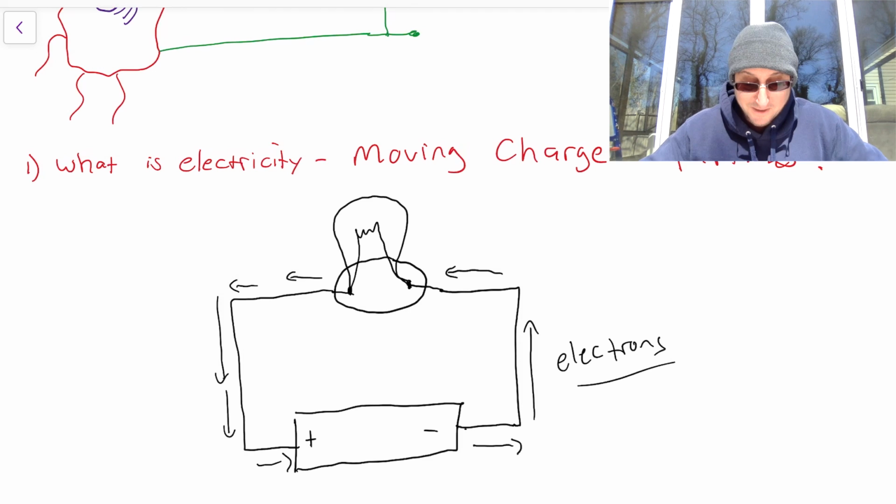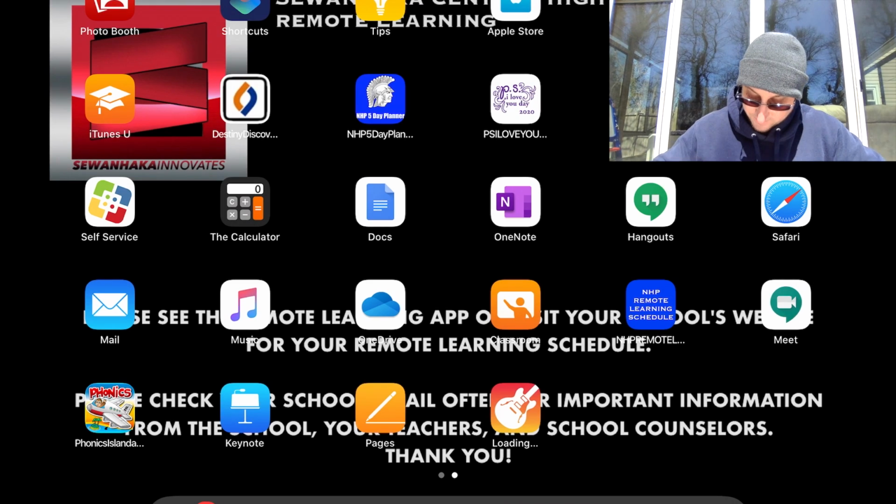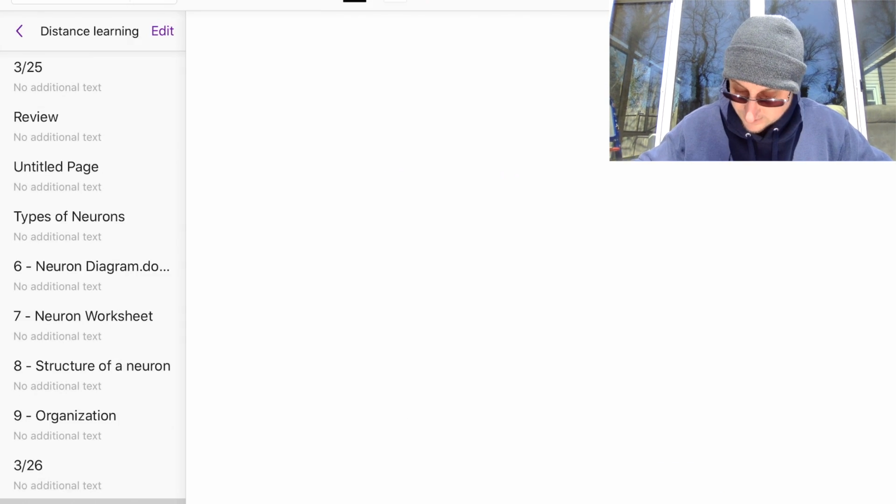Anyway, so if we look at our neuron over here, of course it crashes. Why wouldn't it crash? It's been crashing like crazy since I got this new iPad. Come on. There we go.